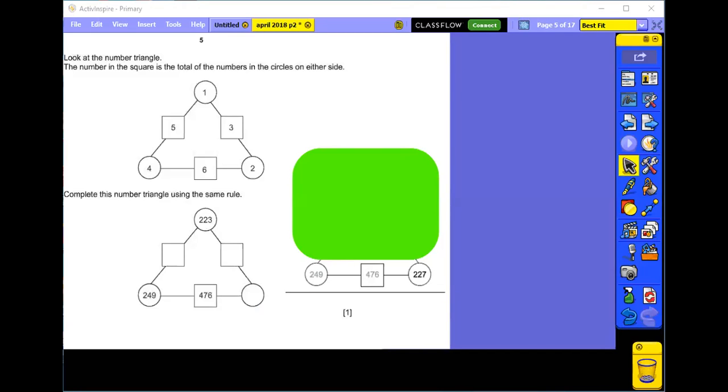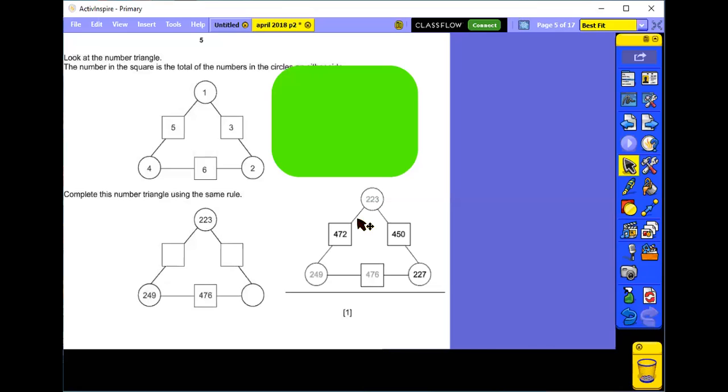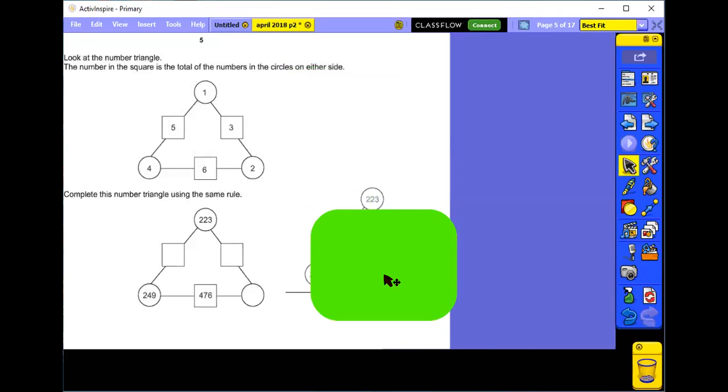Right, here, guys, let's go here in this question. And the last one, now you have 227 plus 223, you get the answer 450.